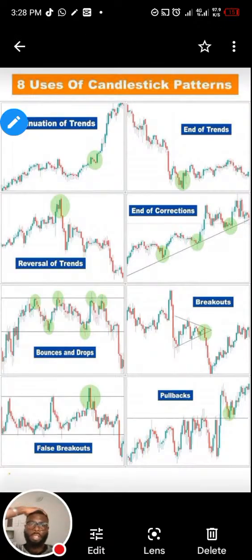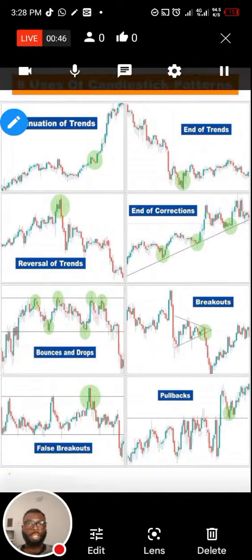I want to talk about uses of candlesticks and patterns, like how to use candlesticks and patterns for your trade entry. If you watch on my screen, you see we have up to 8 patterns of candlesticks for entry. So I'm going to be talking to you about them, so you can see which of them meets your trading strategy, from which you can decide to take entry for either a buy or a sell.